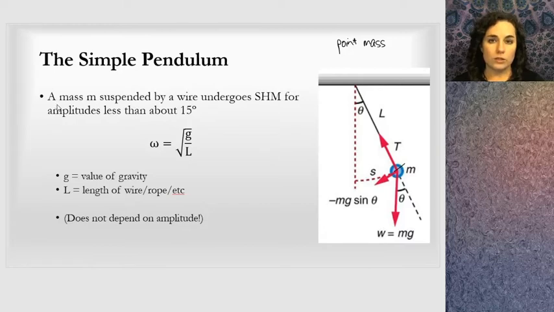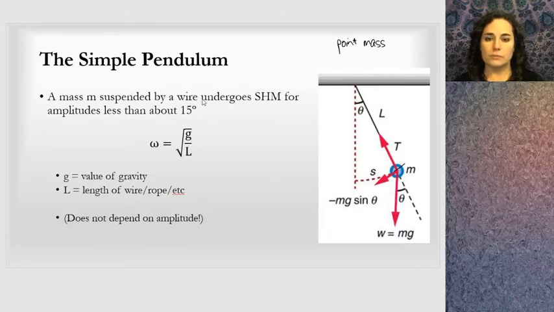Without going into the derivation from Newton's second law in rotation with torque and angular acceleration, I'm going to say that the angular frequency of a pendulum moving back and forth on a string or a wire is given by the root g over L.